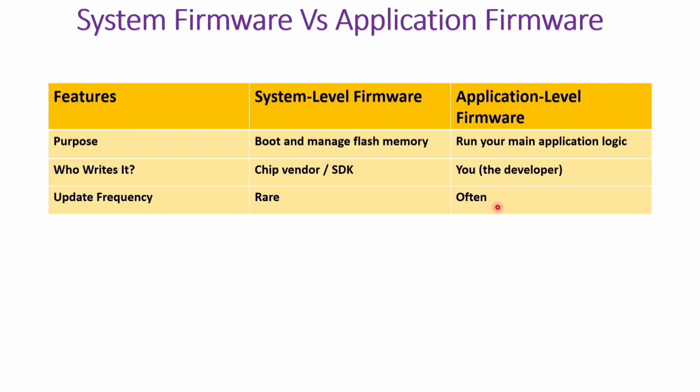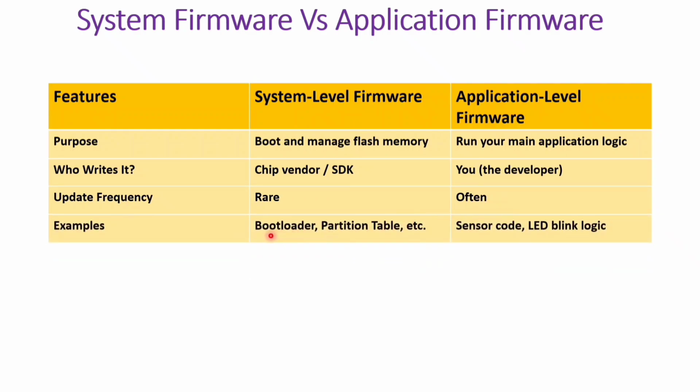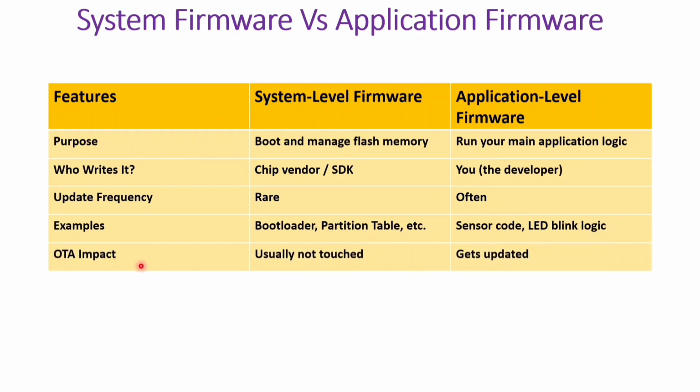Examples like the bootloader or partition table are examples of system level firmware, whereas sensor code, LED blinking code, or temperature sensor reading code are application level firmware examples. Now, OTA impact. OTA will not impact system level firmware, because system level firmware can be done by manually writing the code from the command prompt, right? Whereas OTA will definitely impact the application level firmware. So we can change the application by performing the OTA update.